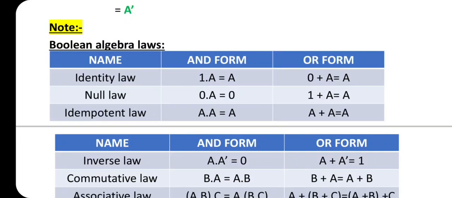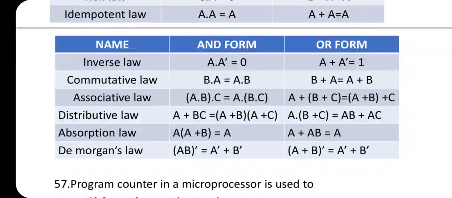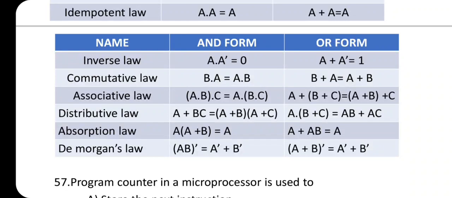Boolean algebra laws. Identity law. AND form is 1 dot A equal to A, OR form is 0 plus A equal to A. Null law. 0 dot A equal to 0, 1 plus A equal to 1. Idempotent law. A dot A equal to A and A plus A equal to A. Inverse law. A dot A bar equal to 0, or form A plus A bar equal to 1. Commutative law. B dot A equal to A dot B, or form B plus A equal to A plus B. Associative law. A dot B dot C equal to A dot B dot C, or form A plus B plus C equal to A plus B plus C.